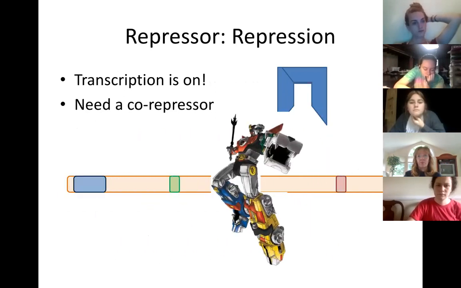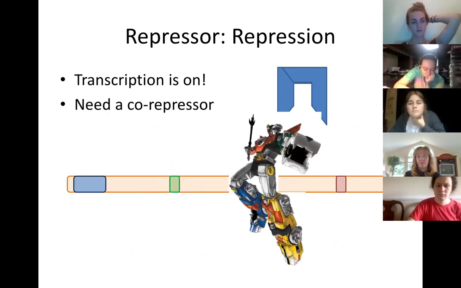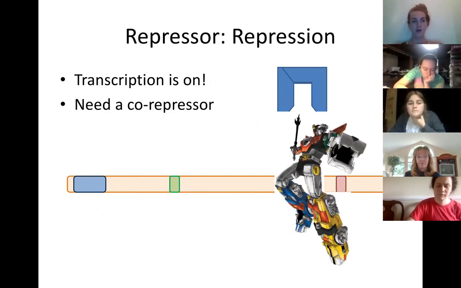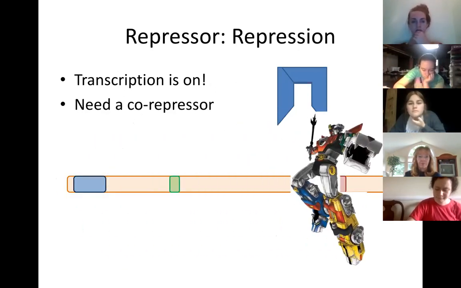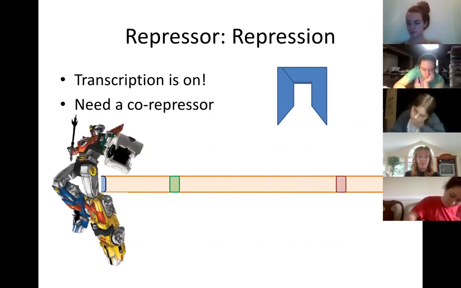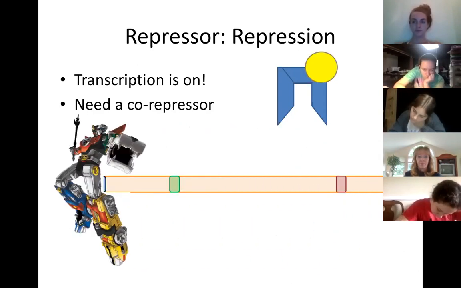So right now we see transcription going on. It's constitutive. It just keeps on going and going and going. We want to turn it off. So how do we turn it off? Well, we need a repressor again, but in this case, we need something to help the repressor get to the operator. So we have a co-repressor.